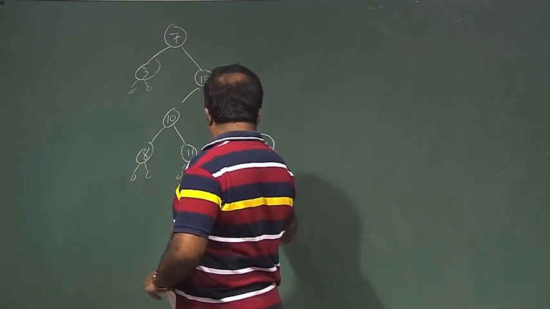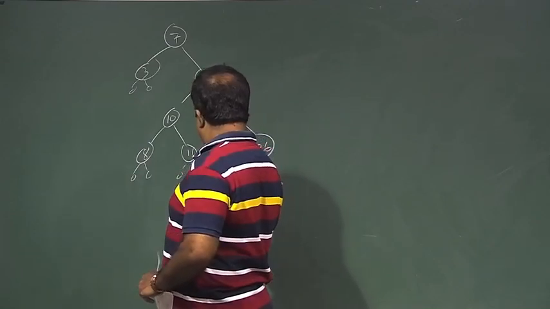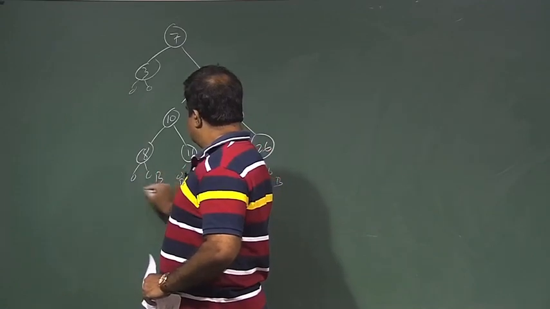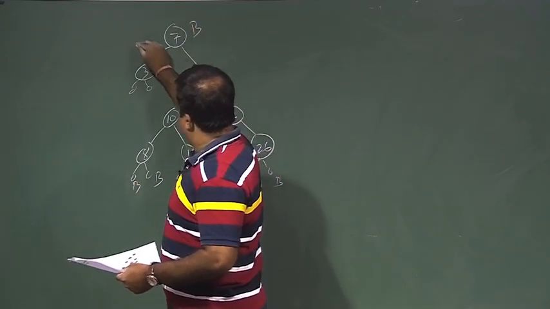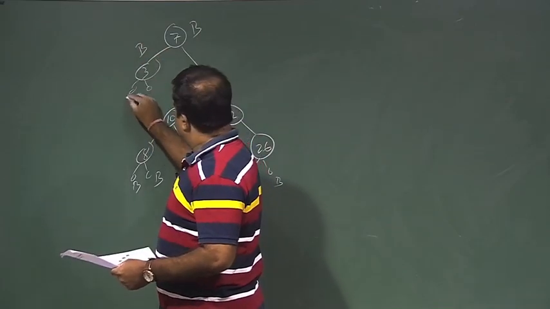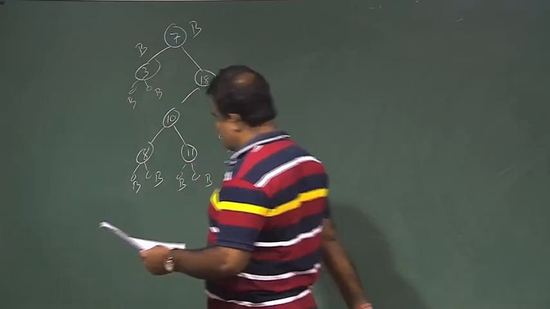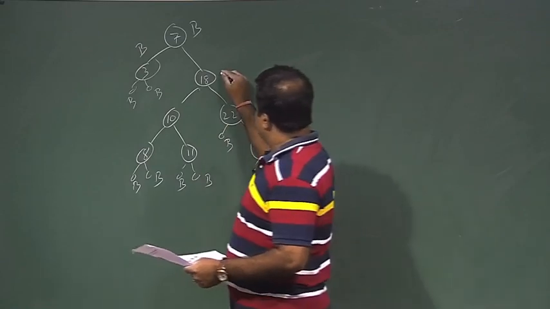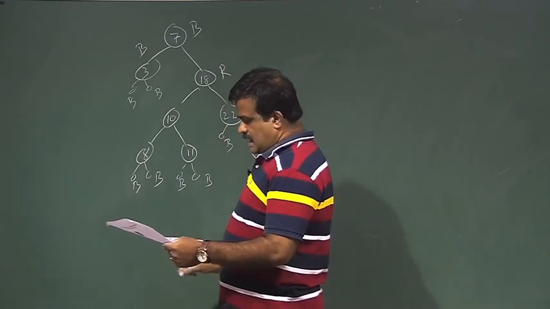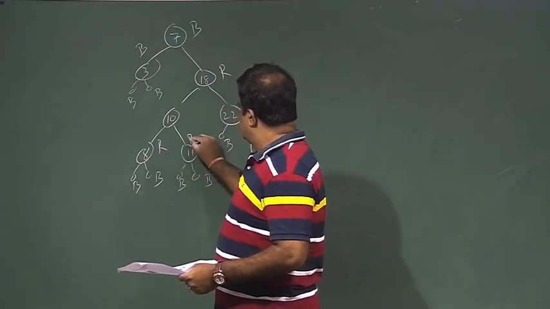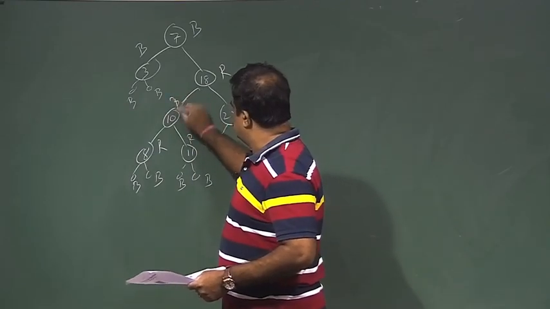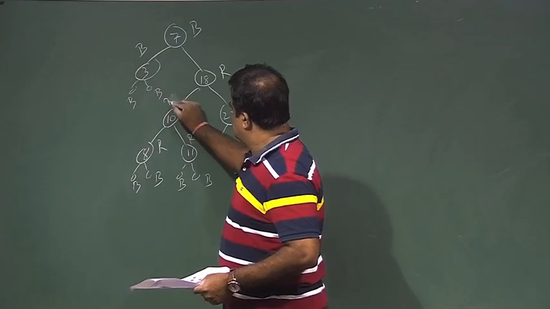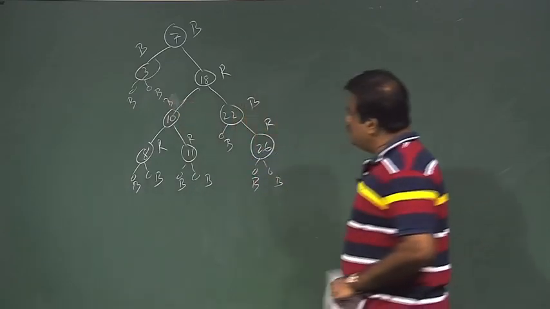And the nils are black, and this is red, this is black, this is also black. Okay, nils are black, and this is basically red, and these two are red. This is red, this is black, this is black. So this was our example of a red black tree.